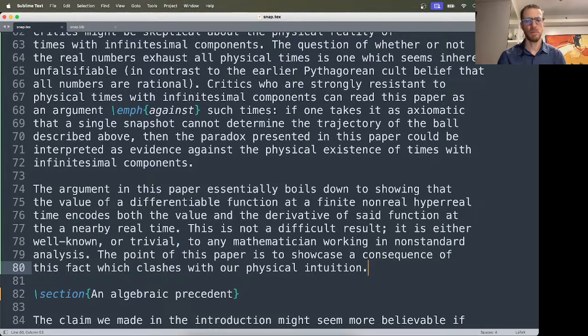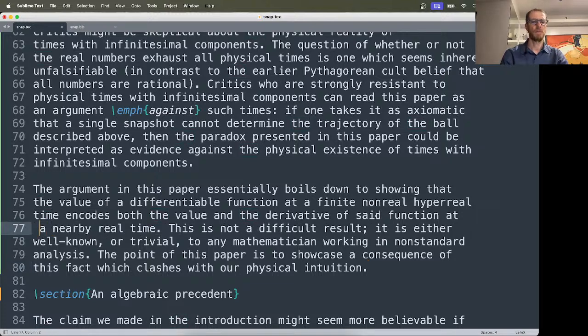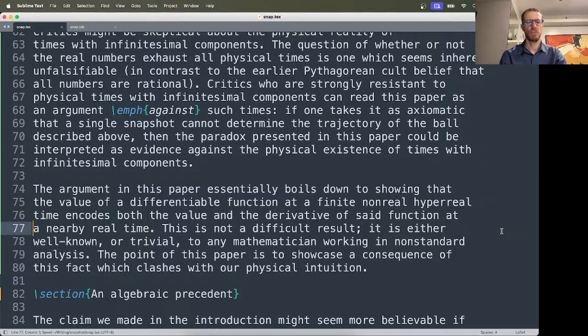The argument in this paper essentially boils down to showing that the value of a differentiable function at a finite non-real hyperreal time encodes both the value and the derivative of said function at a nearby real time. This is not a difficult result. It is either well known or trivial to any mathematician working in non-standard analysis. The point of this paper is to showcase a consequence of this fact which clashes with our physical intuition.